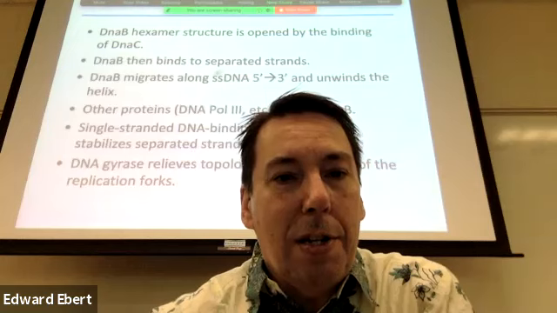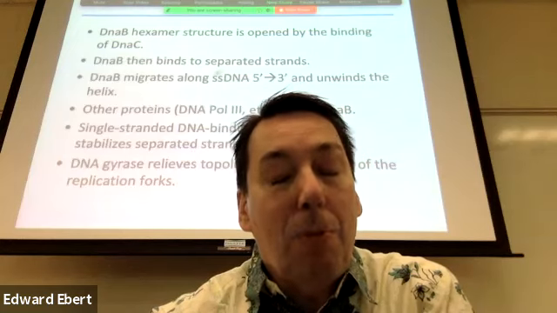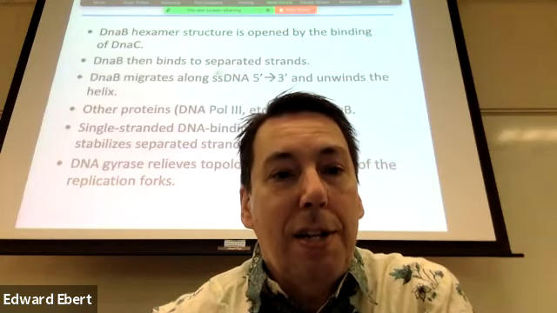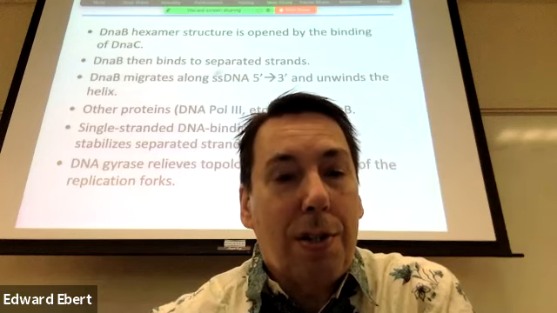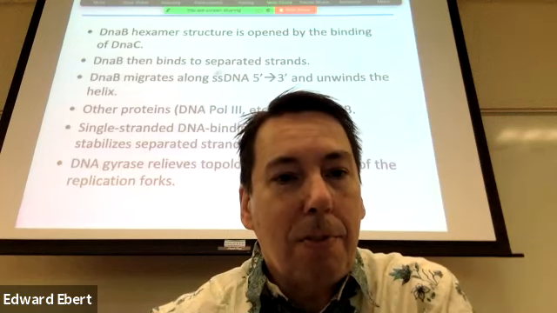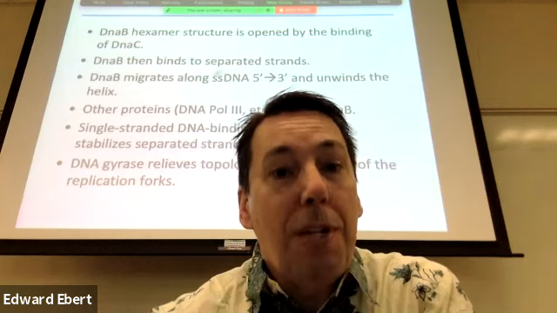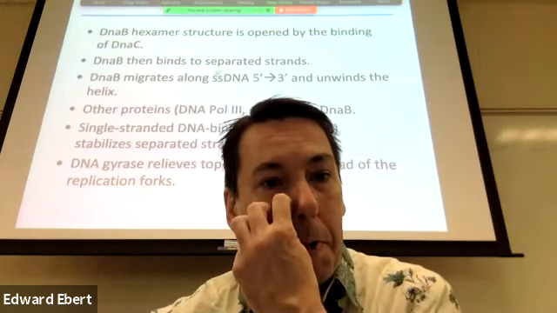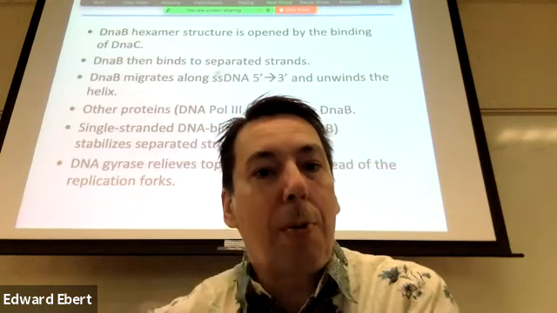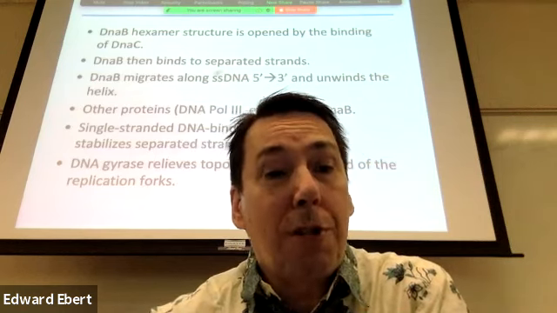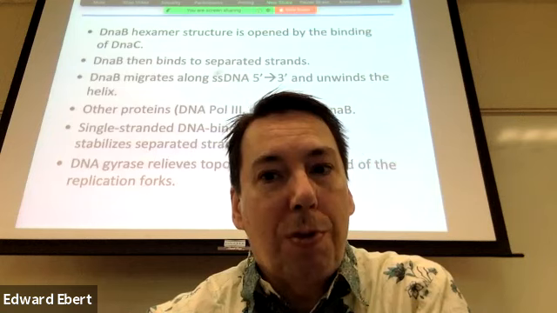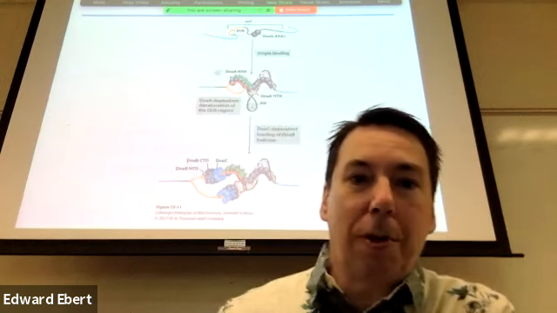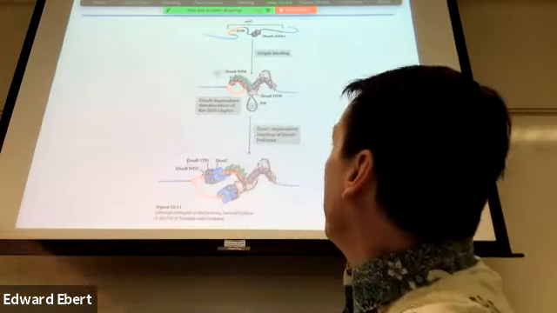And then DnaB will migrate along the single stranded DNA and start unwinding it. So that's working as our helicase in there. Okay. Then other proteins can bind to DnaB, particularly our DNA polymerase 3. Okay. DNA gyrase is going to be one of our topoisomerases that will relieve the stress ahead of the replication fork.